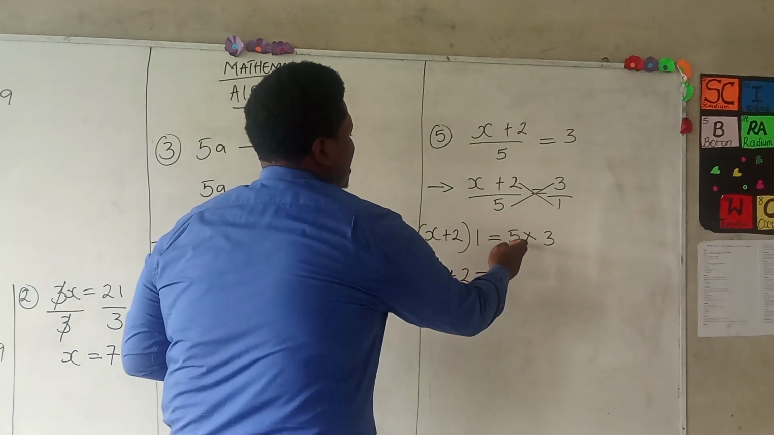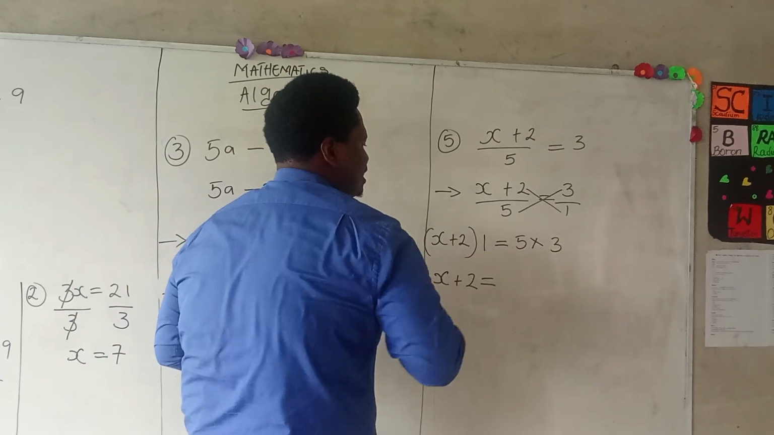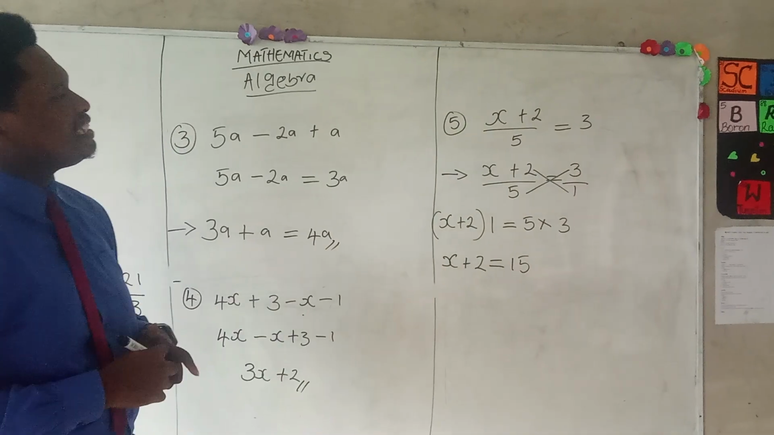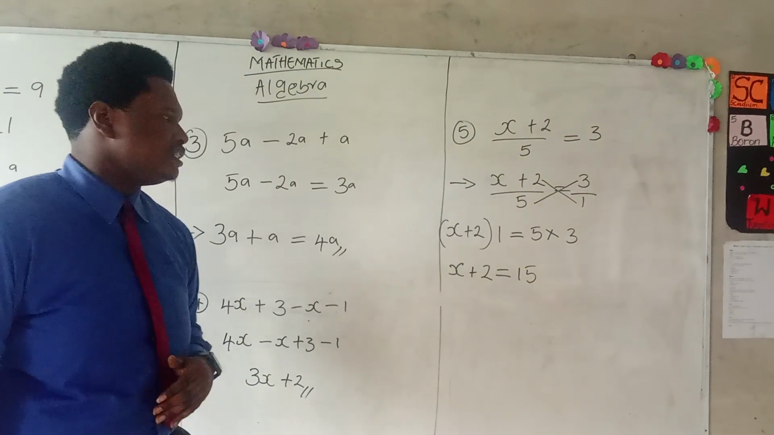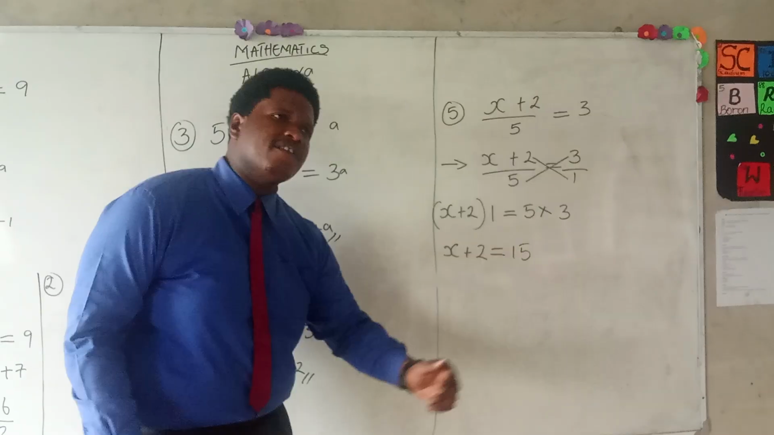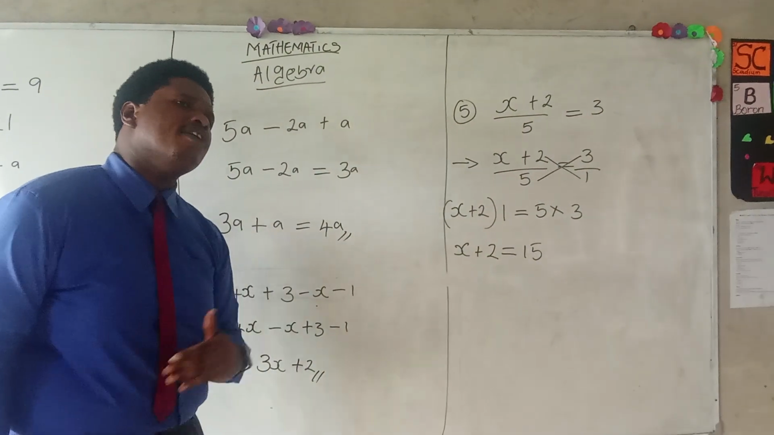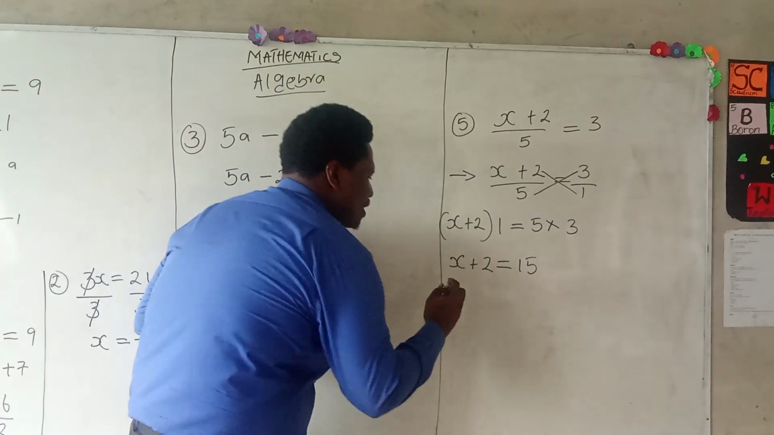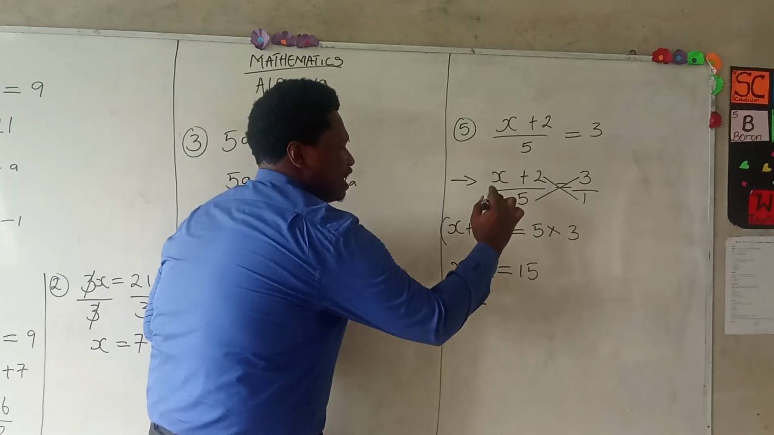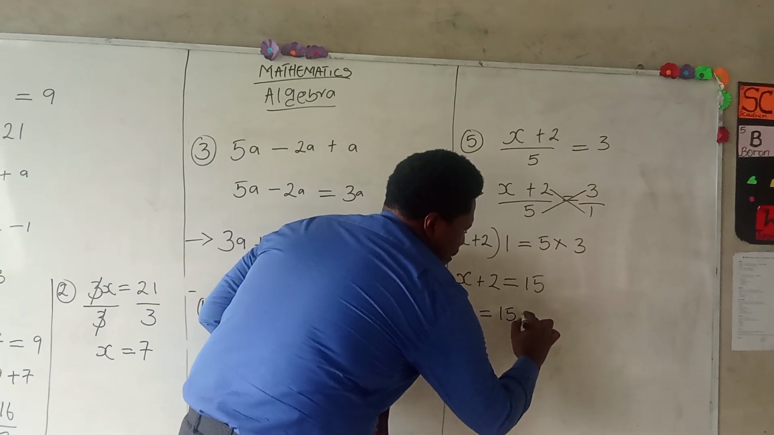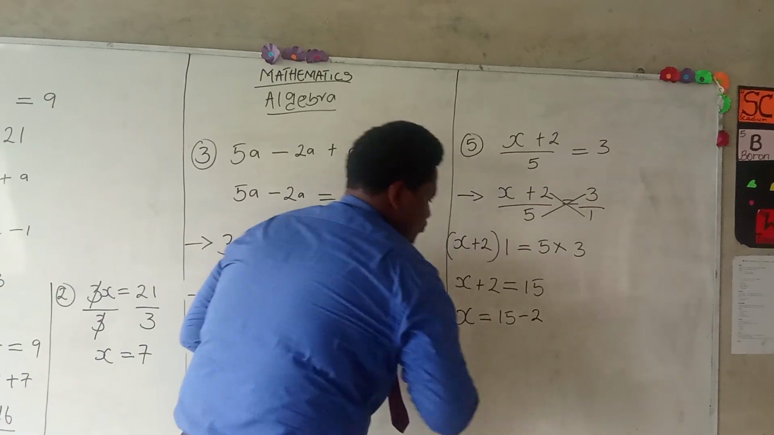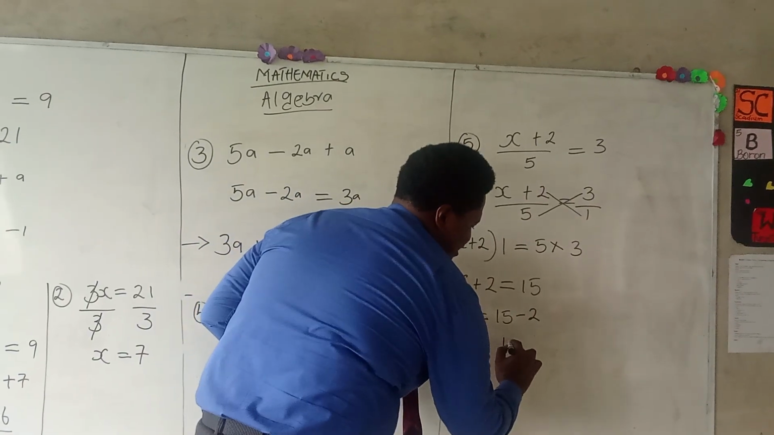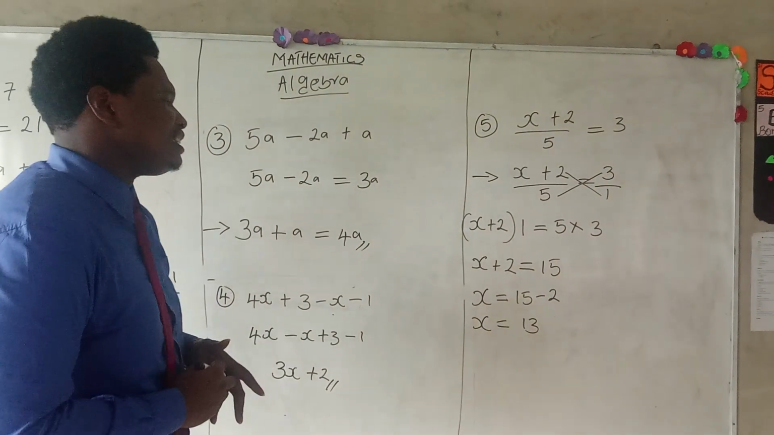Equal to 5 times 3. 5 times 3, we are going to arrive at 15. So you can see that this expression has been broken down up to this point, where we have x plus 2 equal to 15. Don't forget we are looking for the value of x. And for you to arrive at the value of x, you have to isolate x. So we have x is equal to 15 minus 2, we arrive at 13. So the value of x is equal to 13.